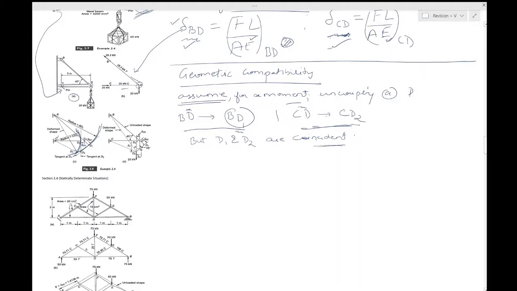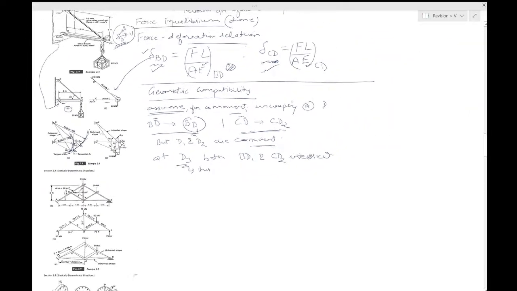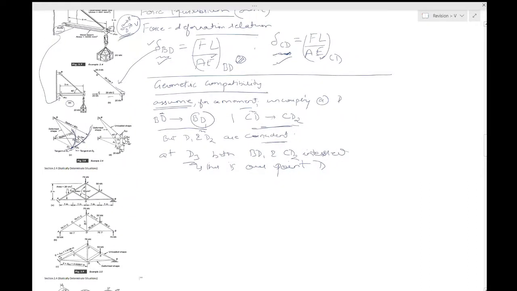That point is D3. And this is our point, meaning at D3, both BD1 and CD2 intersect. So at D3, both of them will satisfy, and hence this is our point. This is the deformed point, the deformed state. So that's easy, and that's how you would find it.